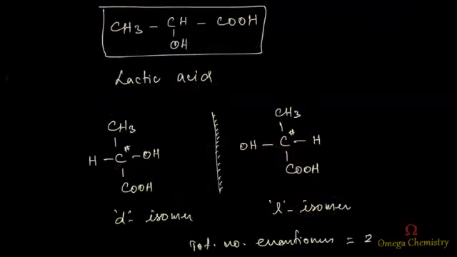Let us take this example of lactic acid, and lactic acid contains only one asymmetric carbon, right? Here I have shown you the D isomer and L isomer, and from this you can understand that the D isomer is completely a mirror image of the L isomer and vice versa, right? So the total number of enantiomers, that is D isomer and L isomer, will be 2. Since there is only one carbon, there will be no meso form available. So the total number of optical isomers available for this compound will be 2.